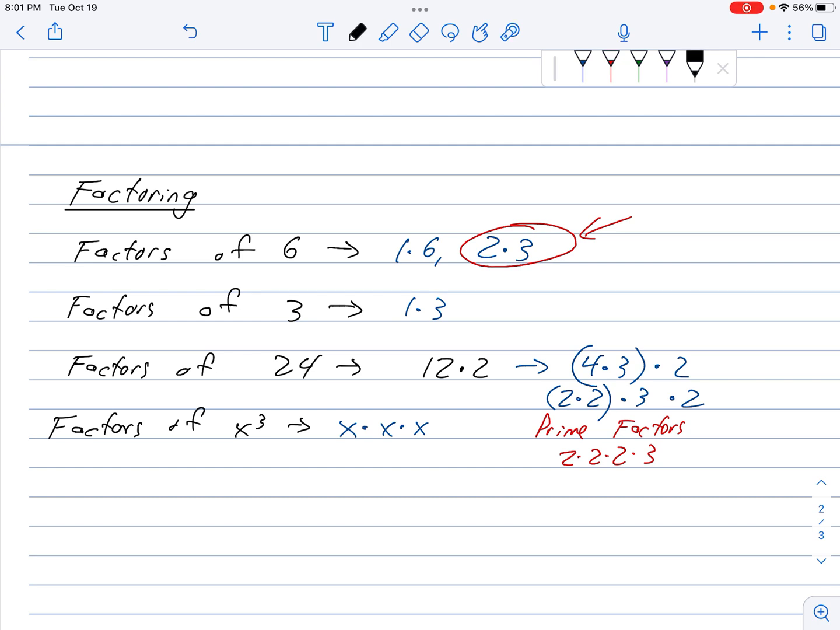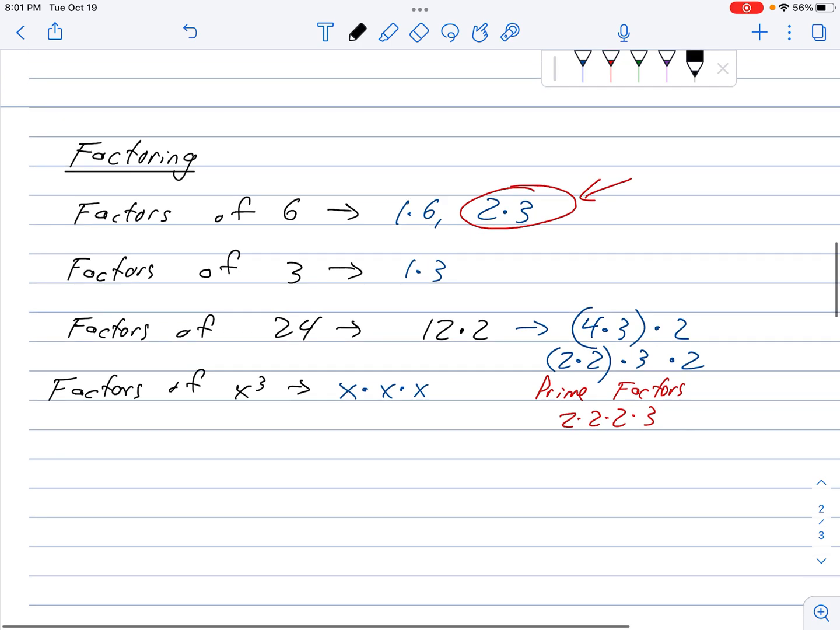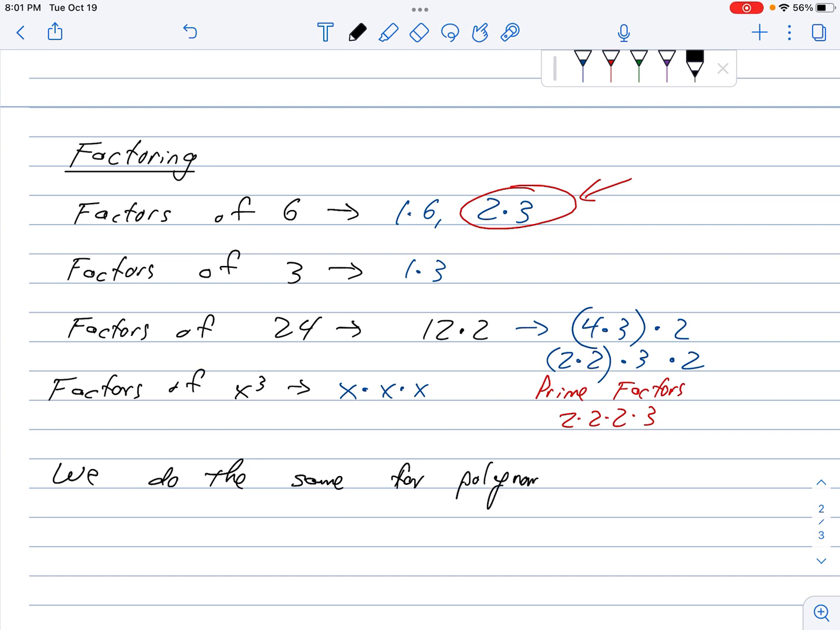Okay, 2 examples of the opposite of factoring, right? We do the same for polynomials as we did up here. So when we're factoring, we're doing the same idea, except it's going to have letters. It's not only numbers. Okay? Just as we saw with radicals.